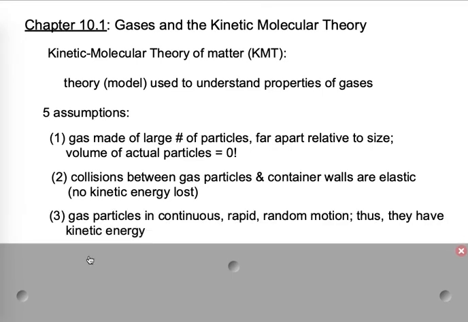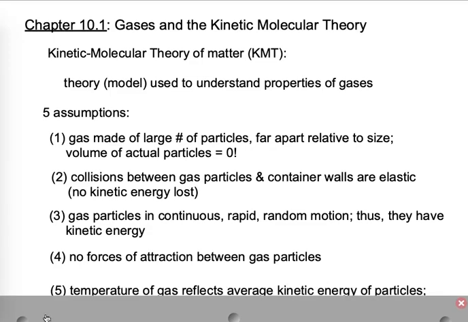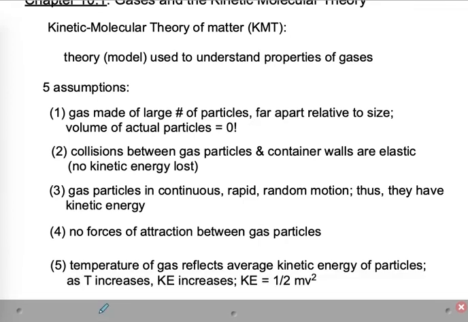Number 3 is important. We assume that gas particles are in continuous, rapid, random motion, and thus they have kinetic energy. Part 4 is also very important. We assume that there are no forces of attraction between the gas particles. Part 5, the temperature of the gas reflects the average kinetic energy of the particles.